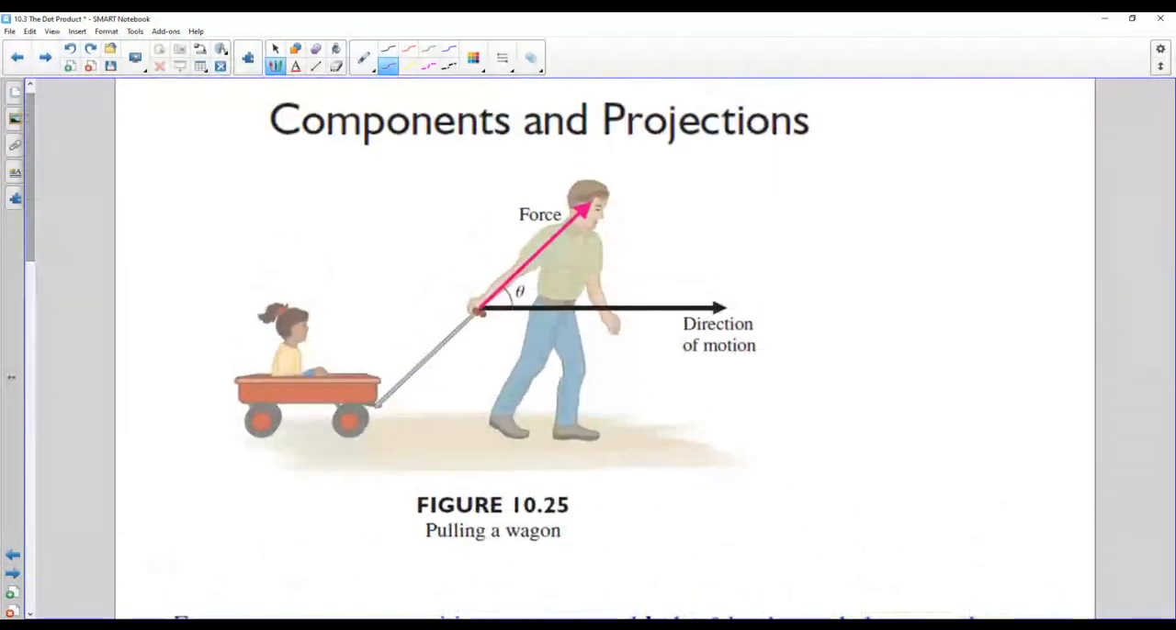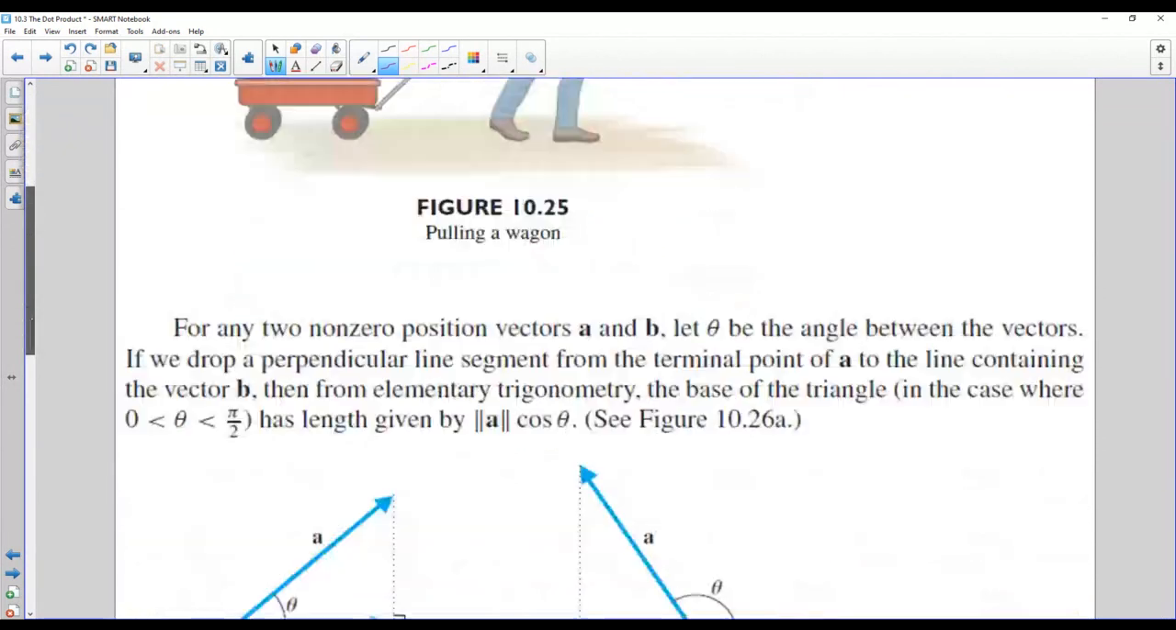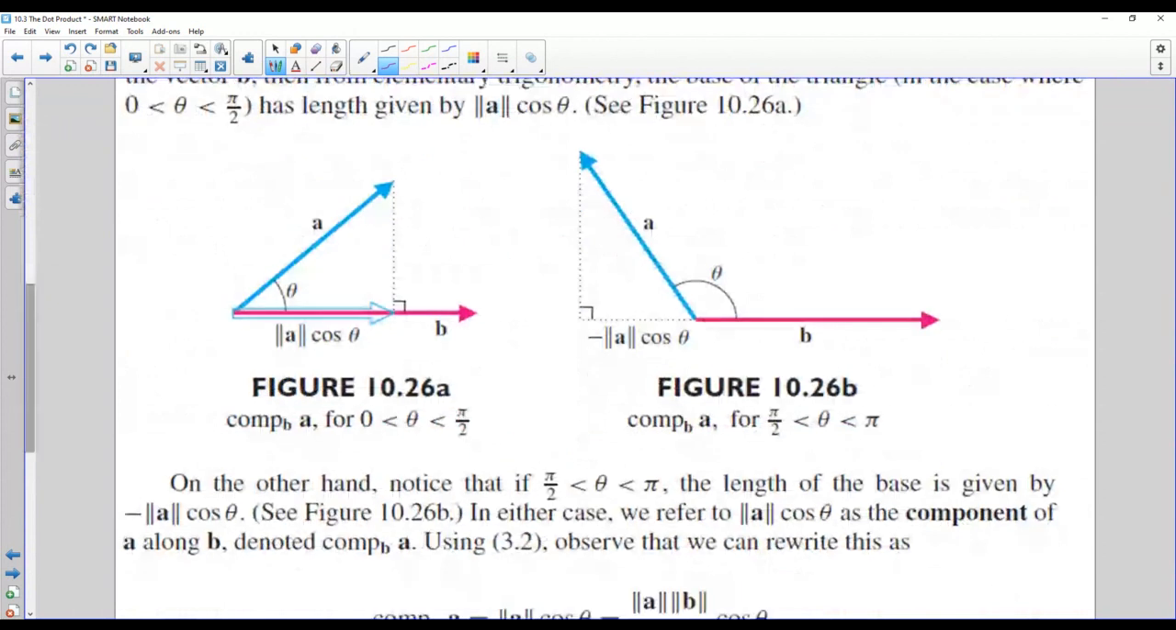Here, a little bit of physics, components, and projections. I just want to show you here. So you have two vectors, A and B. A could be a force. Yeah, it could be a certain force. You're pulling something in the direction of B with the force A here.